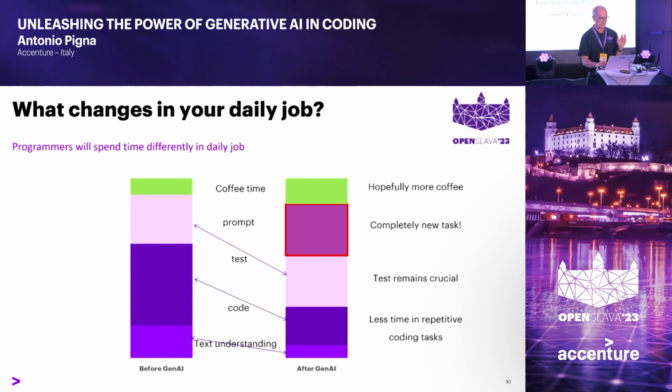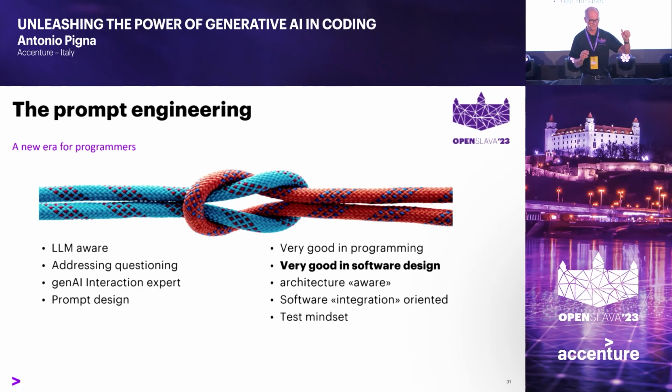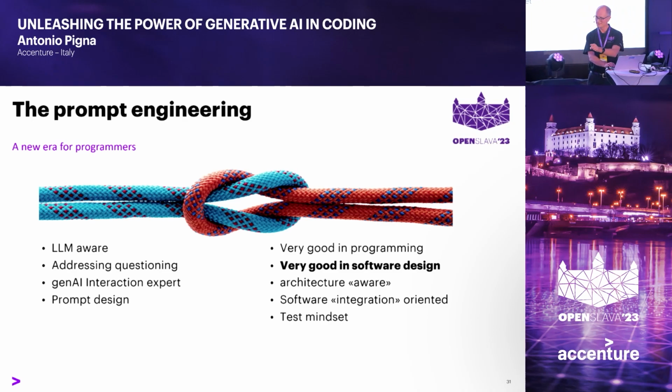The name of this task is prompt engineer. Okay, but prompt engineer, pay attention, is made of two words, prompt and engineer. Prompt means that you have to deal with ChatGPT. Engineer means that you have to be very expert in the matter you are asking ChatGPT about. So, programmers will survive.